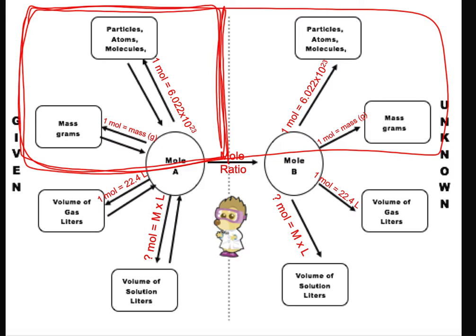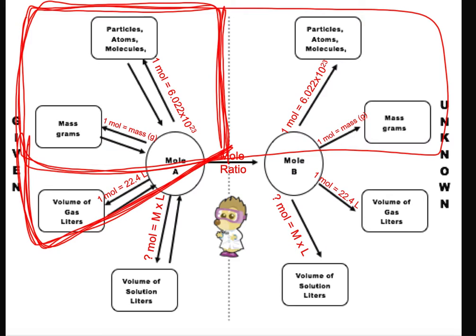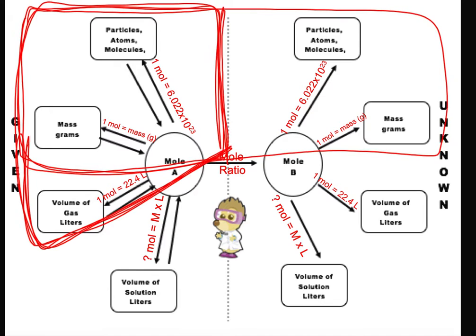It was convert from grams to moles or molecules to moles. And actually we did this part too, so I take that back. These three things are really what we did last term. And what's written in red are the tools that we use to be able to convert from one unit to the other.